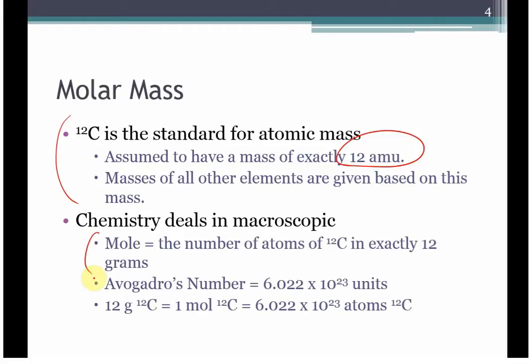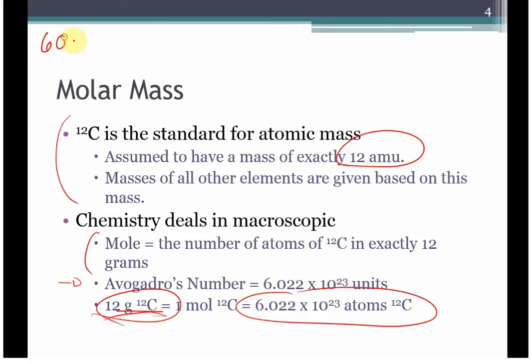The mole is the number of atoms of carbon-12 in exactly 12 grams of a carbon-12 sample. Now, Avogadro's number ends up being 6.022 times 10 to the 23 units. So 12 grams of carbon-12 is 1 mole. We get this number from the periodic table. It should be 12.0 exactly for this isotope. And it's going to have exactly this many atoms.